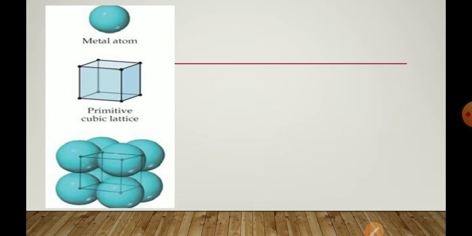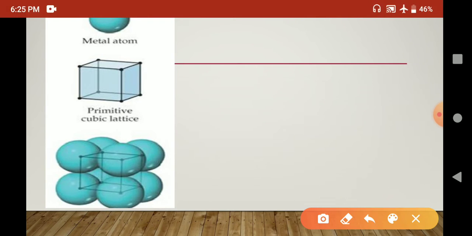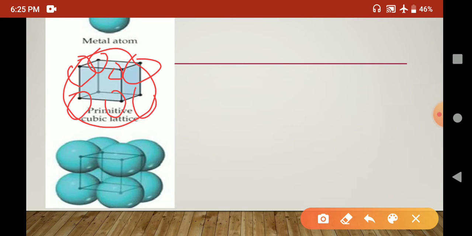Just observe this diagram. The unit cell in which particles are present only at the corner of the cube. We can see the particle only at the corner. So this is the actual diagram of the primitive unit cell.